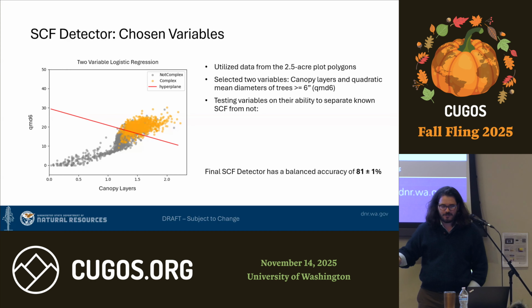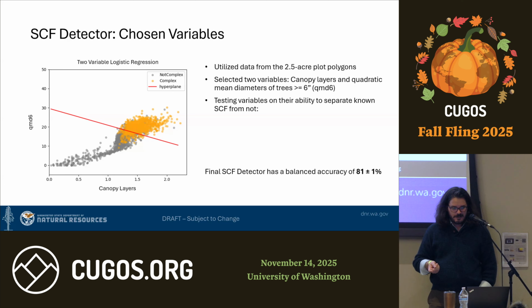You can see there's some overlap, right? There are complex points that are on the wrong side of that line. And there are some, you can't see them maybe because of transparency, but there are not complex points that are also on the wrong side of the line. So it's not a totally separable problem. But if you have more canopy layers and are large in quadratic mean diameter, you're more likely to be structurally complex. And our final detector had a balanced accuracy of about 81 plus or minus 1%.